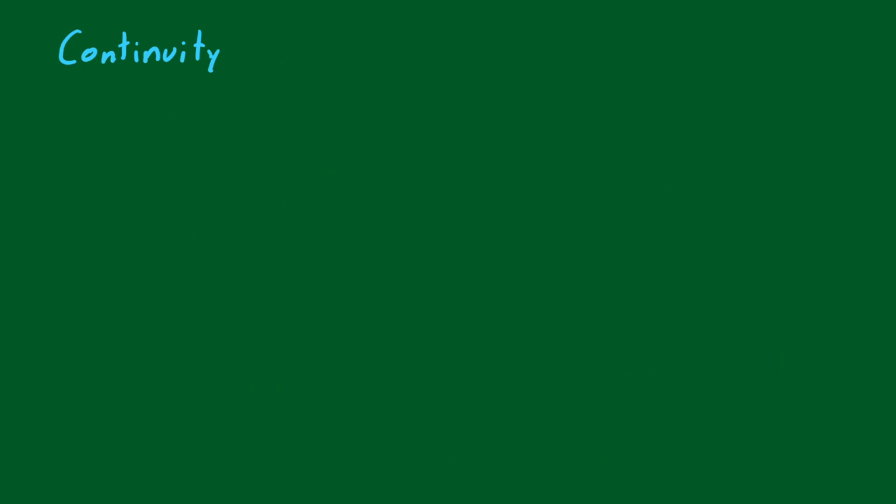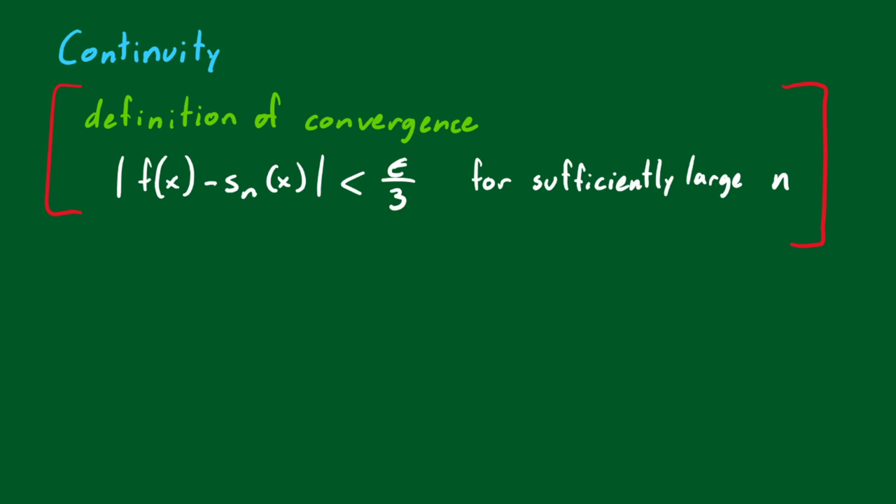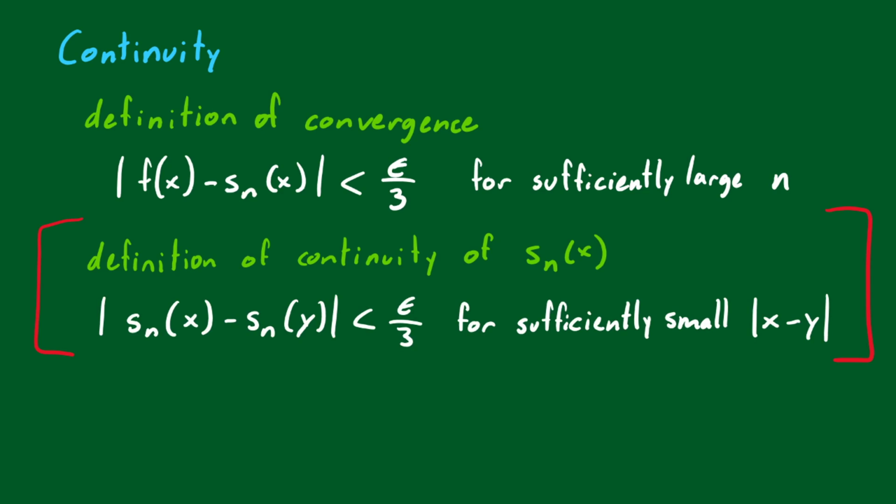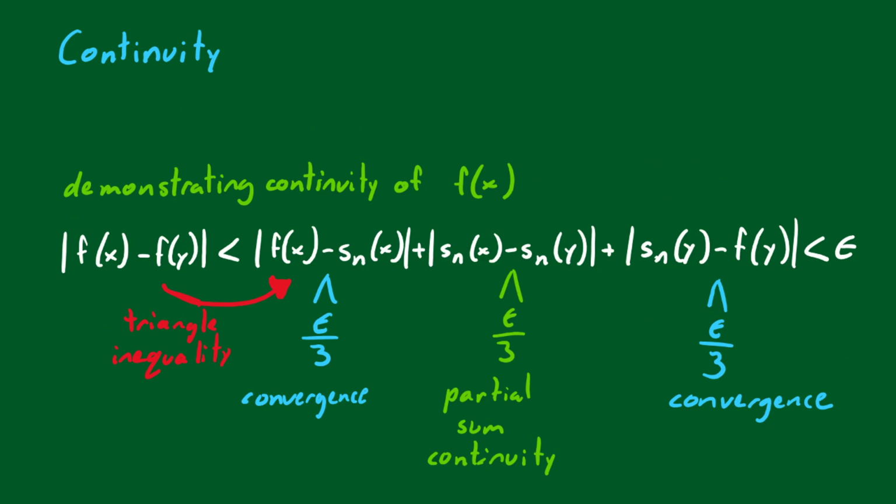Using the uniform convergence, we may move on to show the continuity of the total series. By the definition of convergence, the differences between the function and the partial sums must be arbitrarily small. Since each partial sum is a finite sum of cosines, we know that the partial sums themselves must be continuous. Mathematically, that means that the values between outputs of the functions can be arbitrarily small, provided our inputs are arbitrarily close. Combining the outcomes of the two definitions and the triangle inequality, we demonstrate continuity of the function.